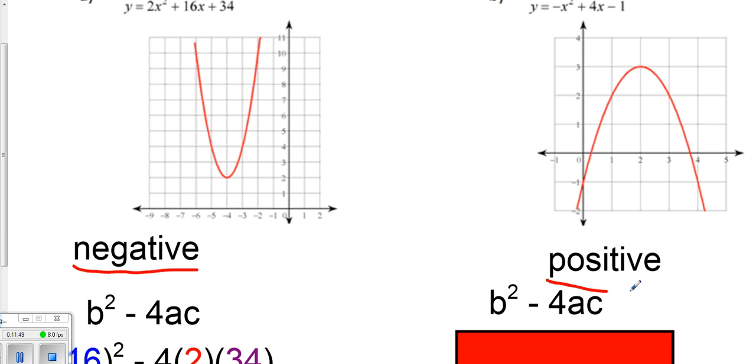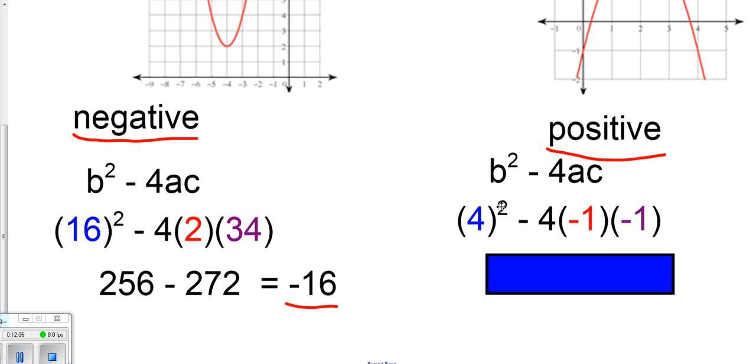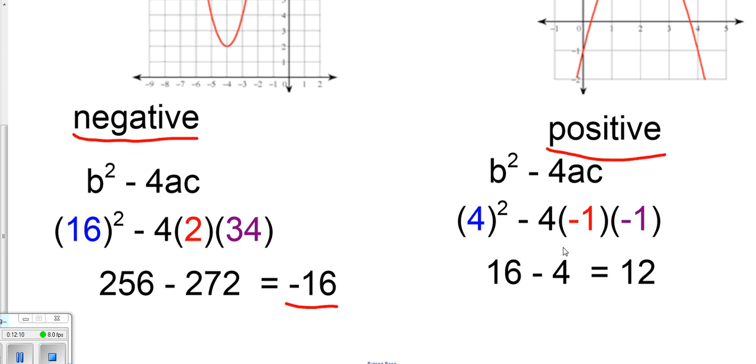The only way that it would be 0, I'm going to draw this in green, is if it looked something like this. Came down, touched at one point, and went away. If it only touches at one point, that's how you know your discriminant is 0. Double checking, b squared minus 4ac, 4 squared minus 4 times negative 1 times negative 1 means 16 minus 4, which equals 12. Again, that is a positive value.